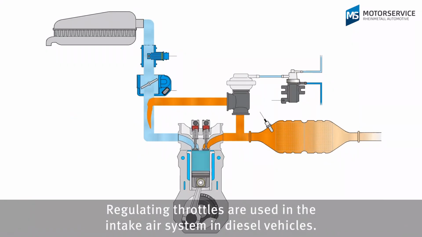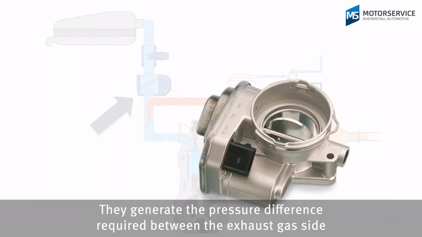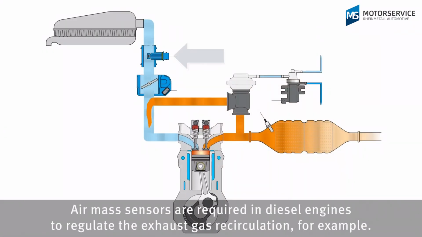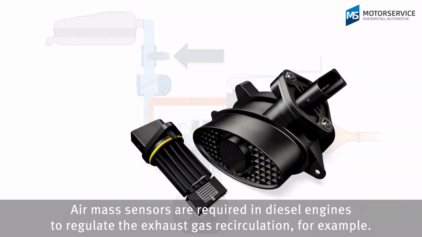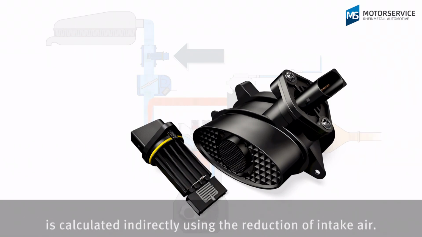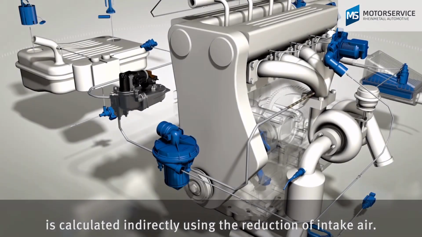Regulating throttles are used in the intake air system in diesel vehicles. They generate the pressure difference required between the exhaust gas side and intake side to achieve the necessary high exhaust gas recirculation rates. Air mass sensors are required in diesel engines to regulate the exhaust gas recirculation, for example. With their help, the mass of the recirculated exhaust gas is calculated indirectly using the reduction of intake air.